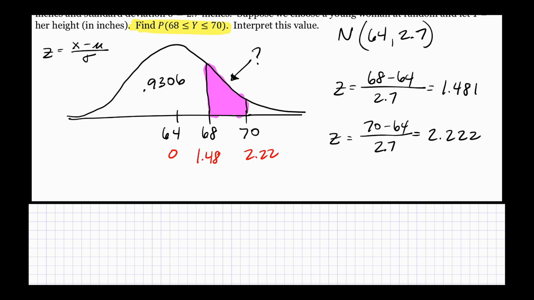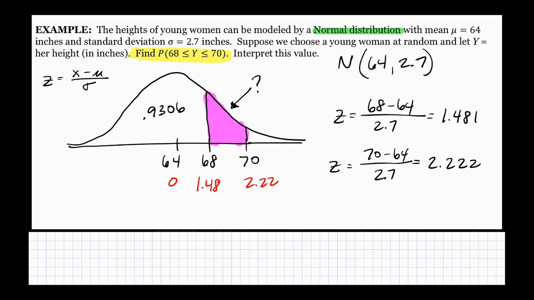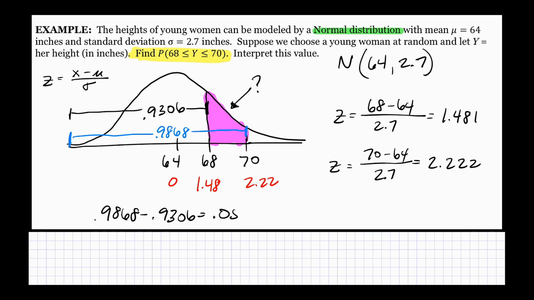So let's see, what was it? 0.9868. That goes all the way to here, because 0 is zeros first. So all the way to 70 is 0.9868, and all the way to 68 is 0.9306. To get the middle, I subtract them. What did you get? 0.0562.